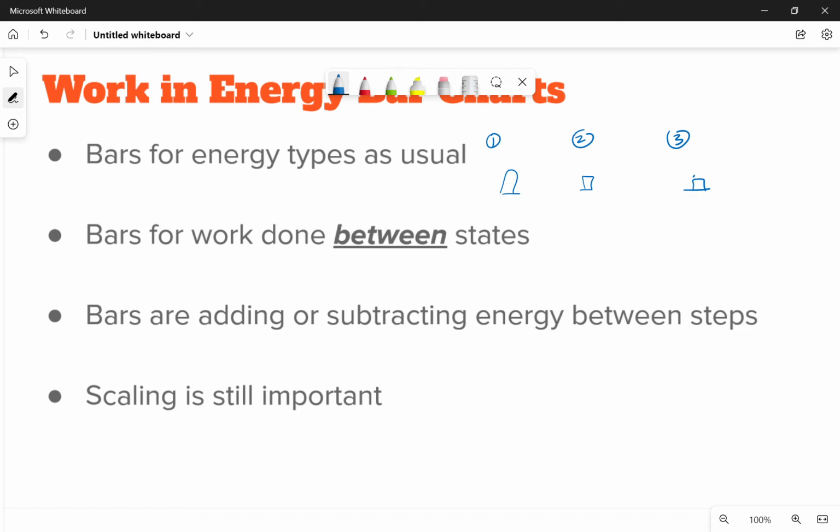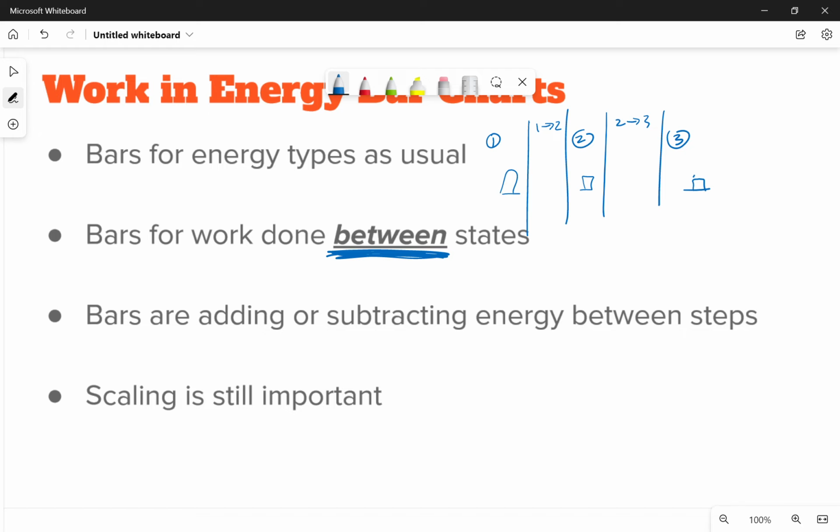Well, what we're going to do for work is consider that work is not done in an instant, it's done over a period of time. And so we'll insert bars for what's happening between the states. I'm going to insert bars here for what's happening between states 1 and 2, and here for what's happening between states 2 and 3, so that I can represent energy that's added between those states.